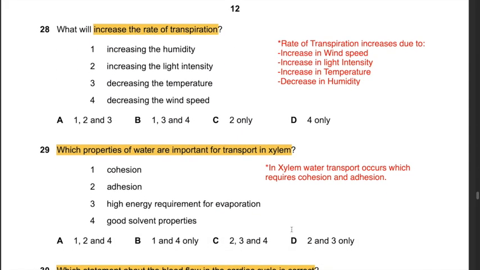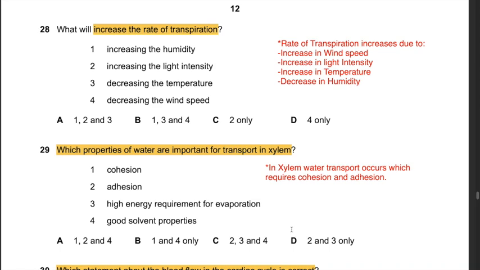Question 28. What will increase the rate of transpiration? 1. Increase in the humidity. 2. Increase in the light intensity. 3. Decrease in the temperature. 4. Decrease in the wind speed. Rate of transpiration increases due to increase in wind speed, increase in light intensity, increase in temperature, and finally decrease in humidity. Hence, increase in the humidity won't increase the rate of transpiration.